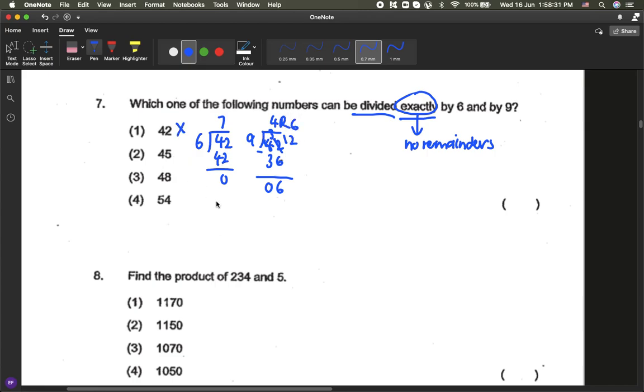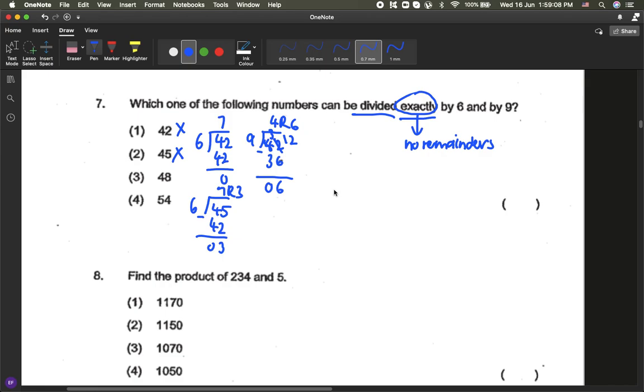What about 45? Let's see, 45 divided by 6. Now the nearest multiple that 6 can get to 45 would be 6 times 7, 42. 5 minus 2 is 3, and that's 0. So we have a remainder of 3. So option 2 is also wrong, because 45 can't be divided by 6 exactly, since we have a remainder of 3. So you move on to the next option.